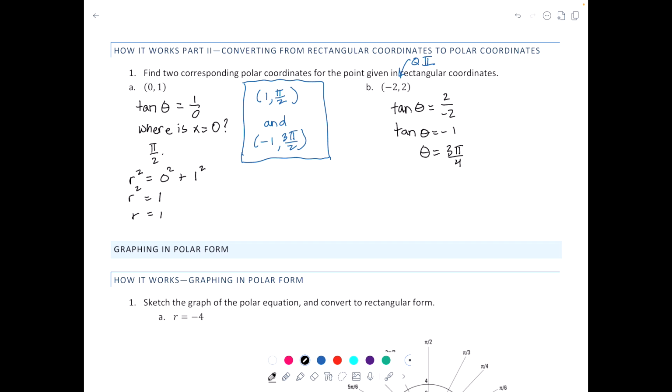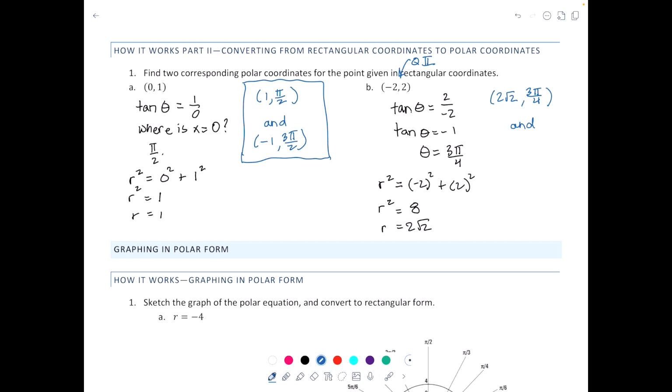Now, r squared is equal to x squared, which was negative 2, plus y squared, which was 2. So r squared will be 4 plus 4 is 8, and so r will be 2 root 2. And so again, we'll just use 2 root 2, comma, 3 pi over 4.